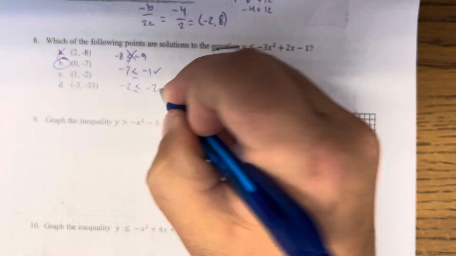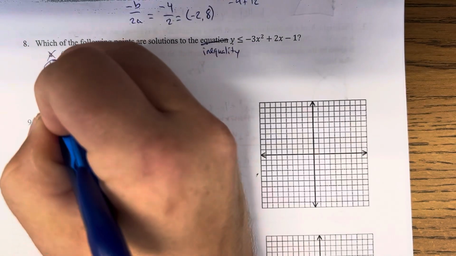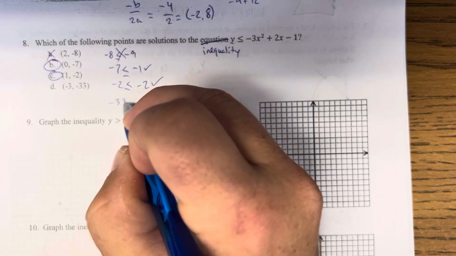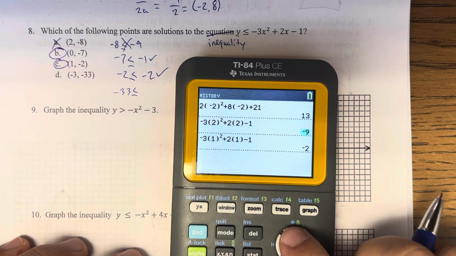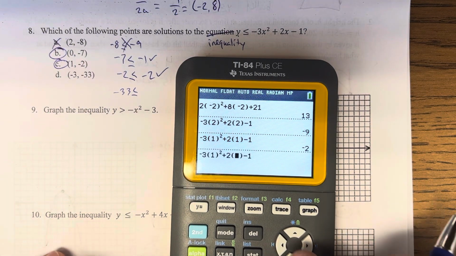Negative 2. Is negative 2 less than or equal to negative 2? Well, yes, it is. And then my last one, negative 33 is less than or equal to. We'll plug in negative 3. So again, I'll copy and paste it down, and I'm going to change these 1's to negative 3.